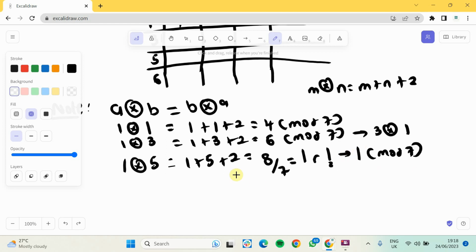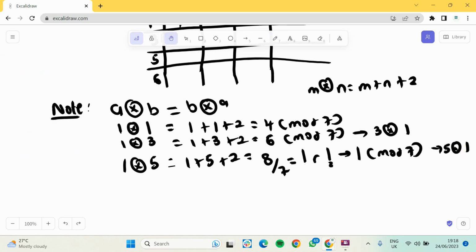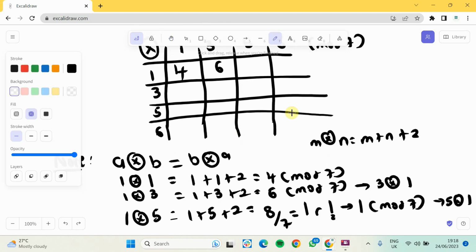So 1 star 5 is also the same thing as 5 star 1, right? So the value that we got here was 1. So let me write it there. 1.